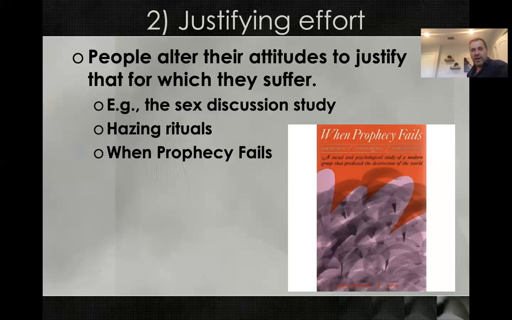So the researcher who came up with cognitive dissonance theory, his name is Leon Festinger, he was aware of this prediction that his theory made, that if you suffer for something to join a group, you're going to end up liking the group more, or you'll have to justify having suffered for it. And he became aware of a cult that was operating at the time. This is back in the 1950s. The cult was called the Seekers. And the Seekers were led by a woman by the name of Miriam Keach. And Miriam Keach claimed to be in contact with an alien race called the Guardians.